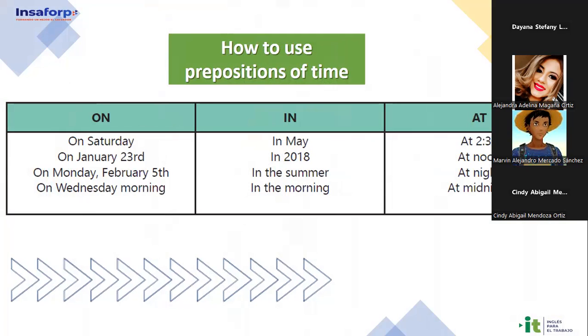On, in, and at, right? When do you use on? Attention, please. You use on with days of the week. On Monday, on Tuesday, on Wednesday, on Thursday, on Friday, on Saturday, on Sunday. Don't say in Saturday. No, no. Or at Saturday, no, incorrect. The correct is on Saturday, right?